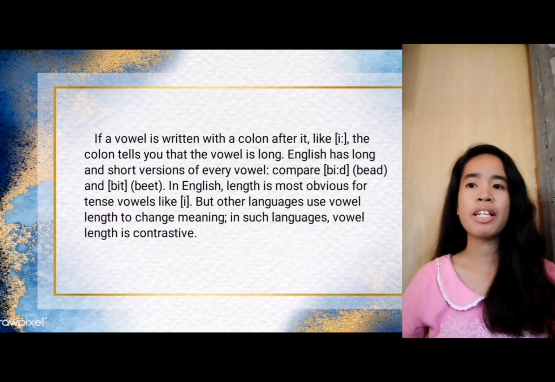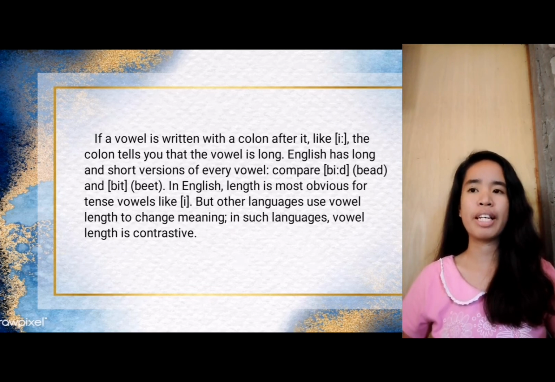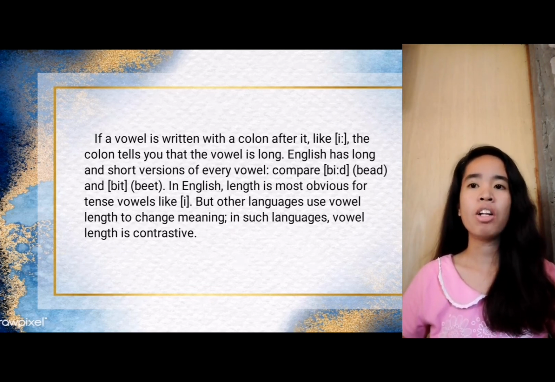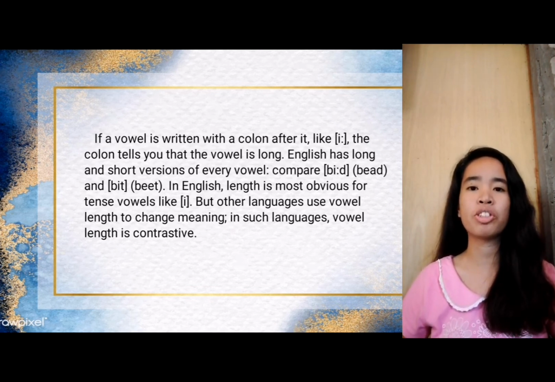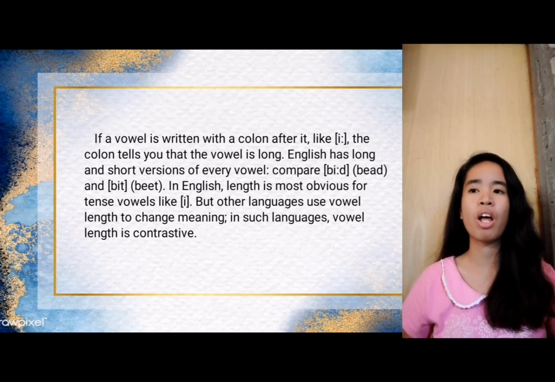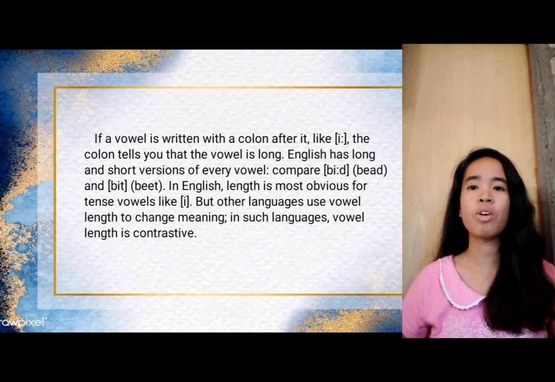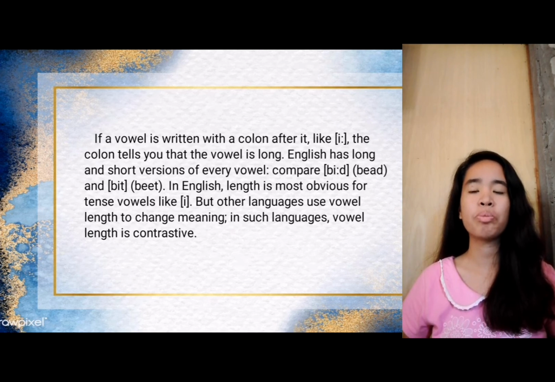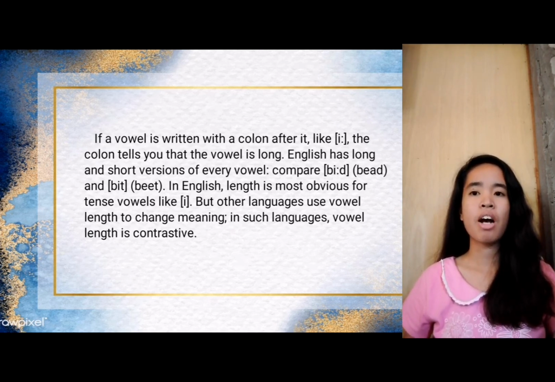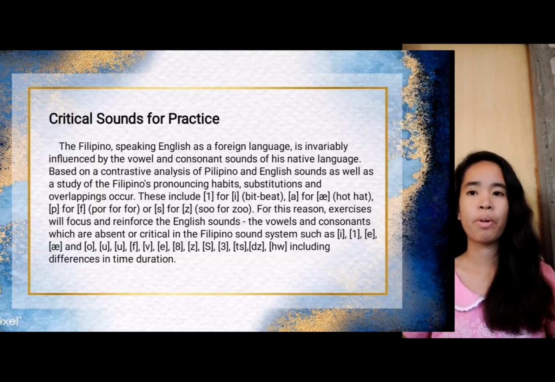If a vowel is written with a colon after it, like I, the colon tells you that the vowel is long. English has long and short versions of every vowel, compare bid, bit, bit. In English, length is most often used for tense vowels like I, but other languages use vowel length to change meaning. In such languages, vowel length is contrastive.